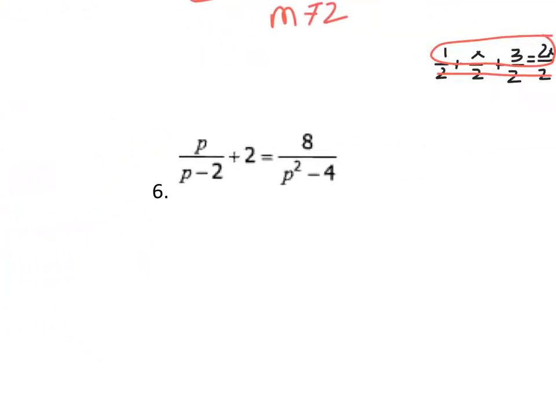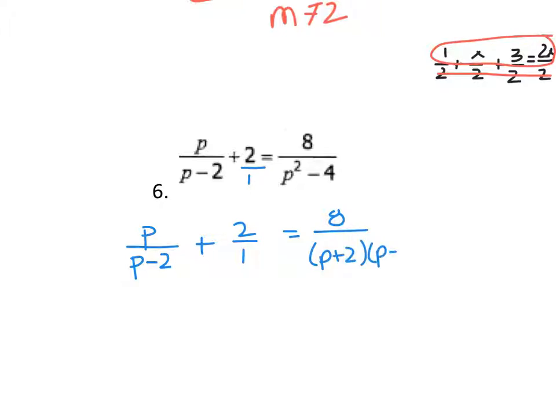All right, number 6. If you have a whole number, what we can do is put a 1 underneath it. In order to find a common denominator, I'm going to factor. So I have p over p minus 2 plus 2 over 1 equals 8 over p plus 2 times p minus 2. That means the left-hand side over here needs a p plus 2 on the top and on the bottom.